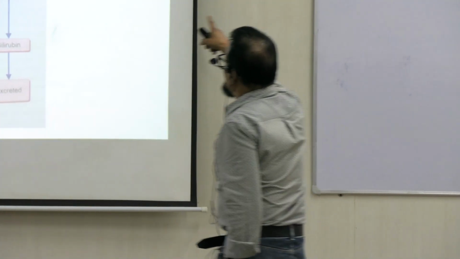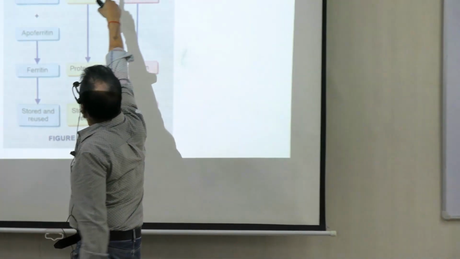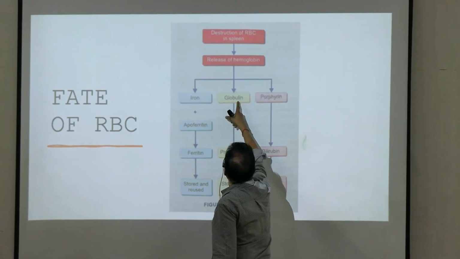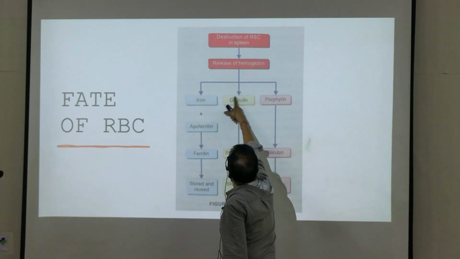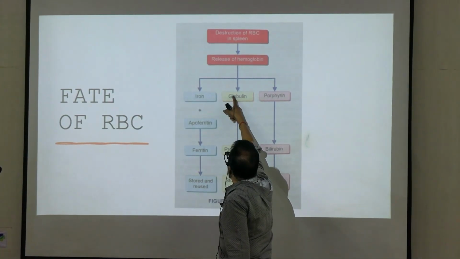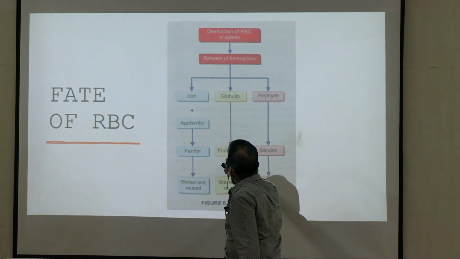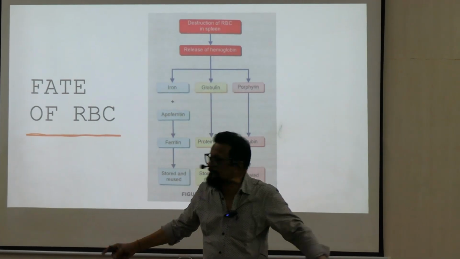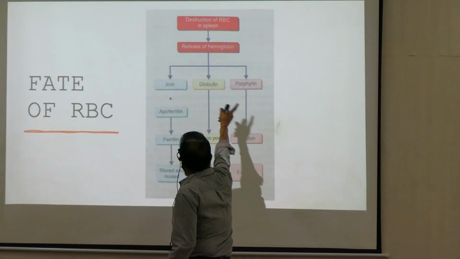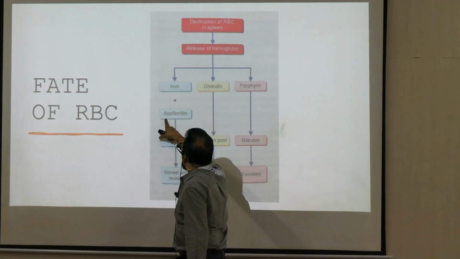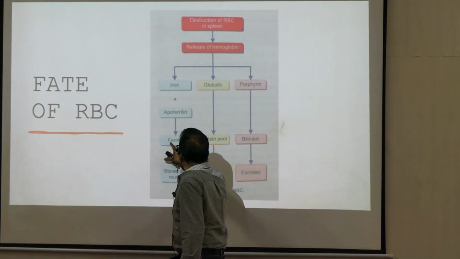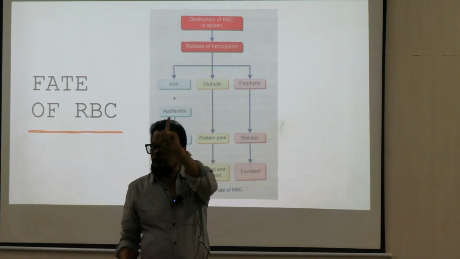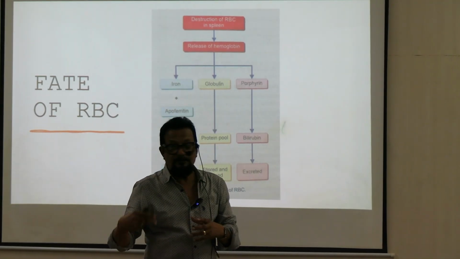Okay, so when they are broken down, hemoglobin will be released, and now what happens? This hemoglobin is split into iron, globin, and porphyrin. Globin is a protein made up of amino acids. So it will go to the protein pool, where it will either be stored or split into various amino acids. Now this iron will be carried by a carrier protein, apoferritin, and through ferritin it will go either to the bone marrow or to the liver for storage and future use for erythropoiesis.